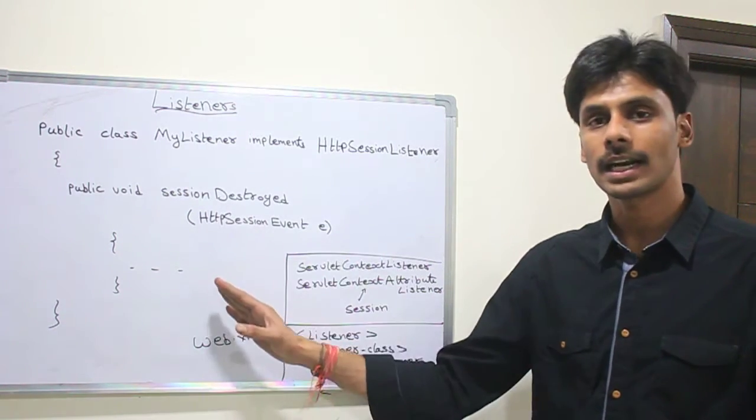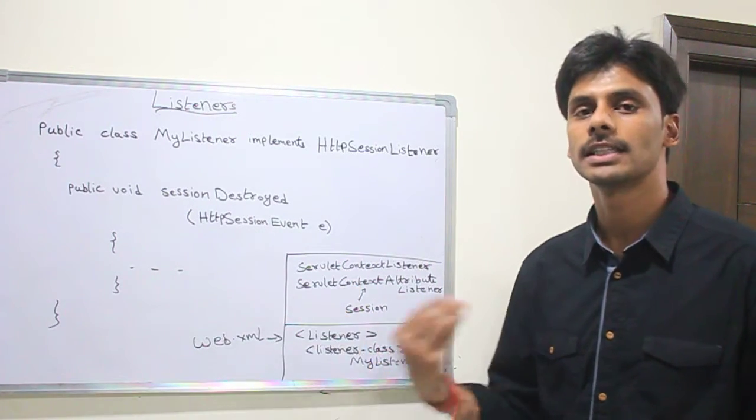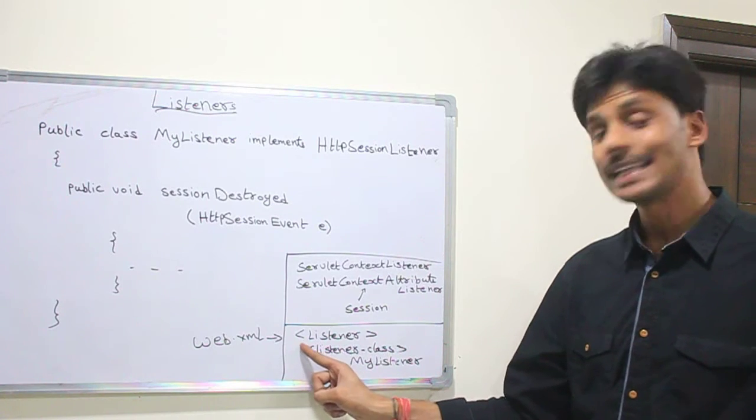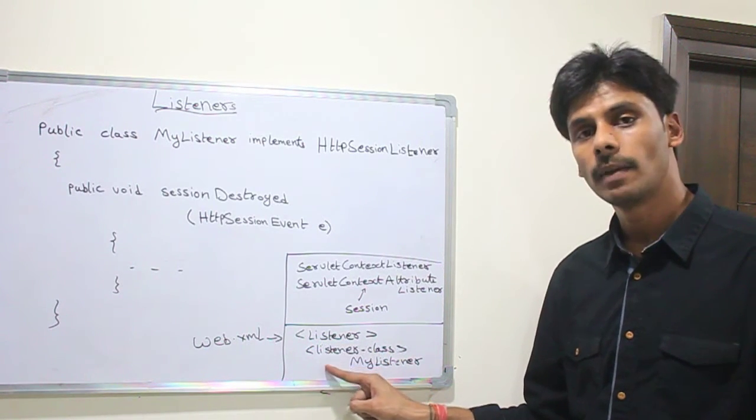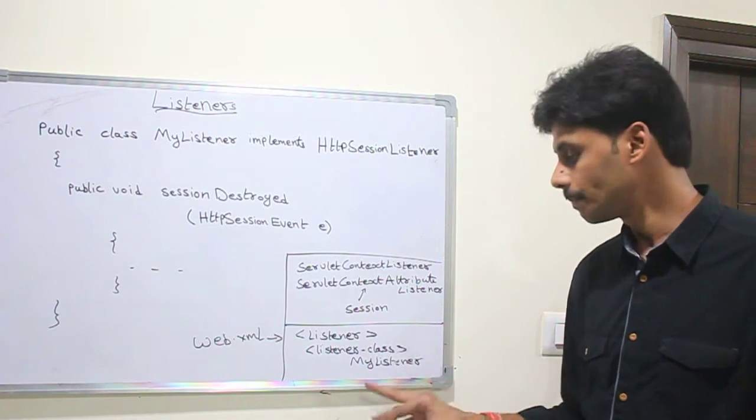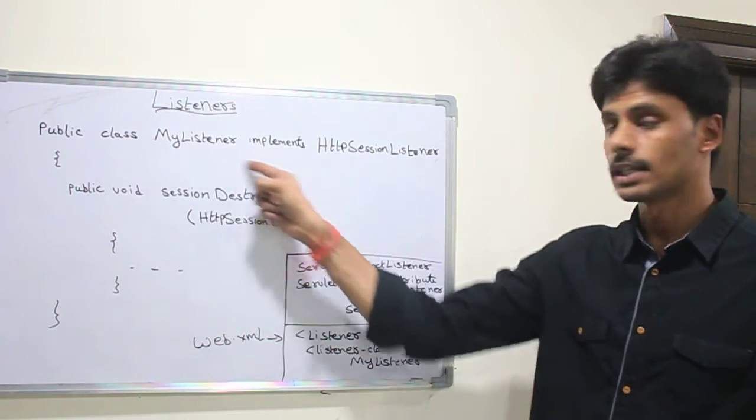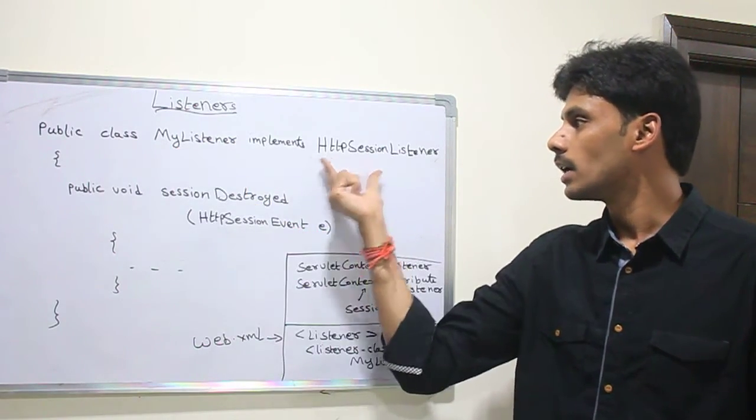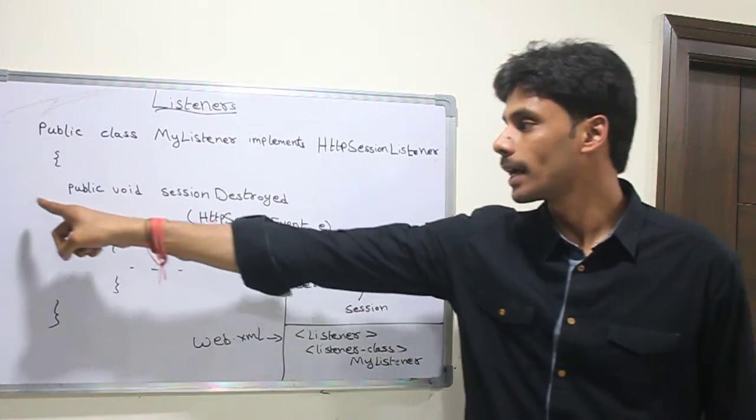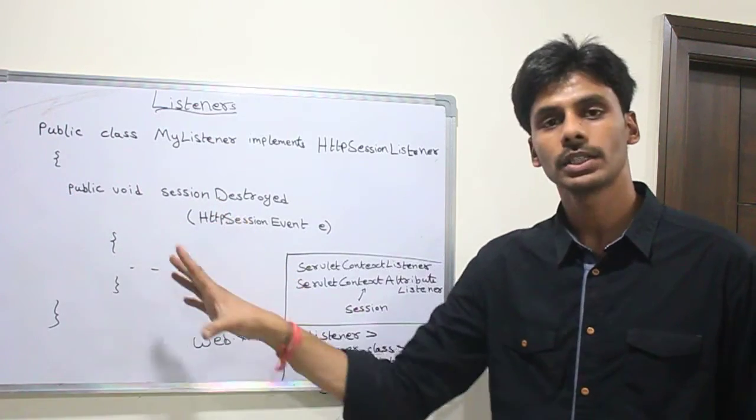Once you create a listener class, you simply tell the container that this is a listener class by using the listener element in your web.xml. The listener element has one child element called listener-class. That's it. Here you mention your listener's class name. The container will look at what interface this listener is implementing and automatically will call into these methods at runtime when those events happen.